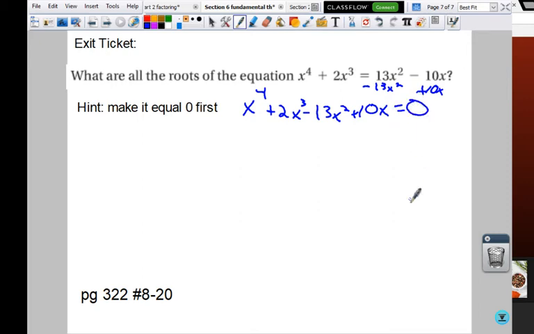Alright, make sure you graph it. See what answers you get from your graph and then go from there. If you don't have everything on your graph, you better start doing synthetic division.